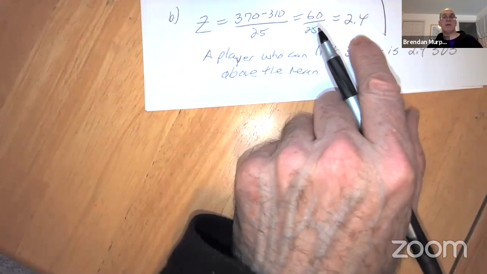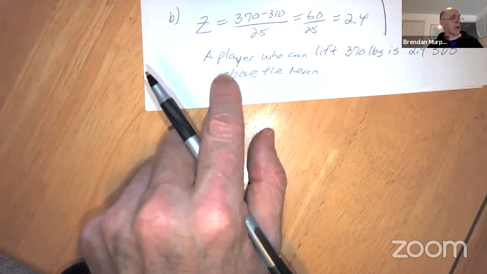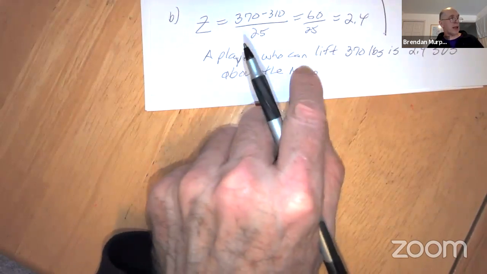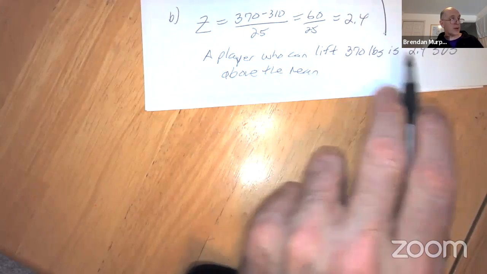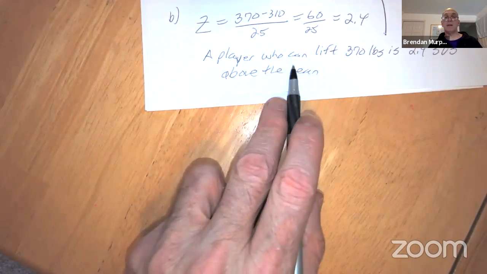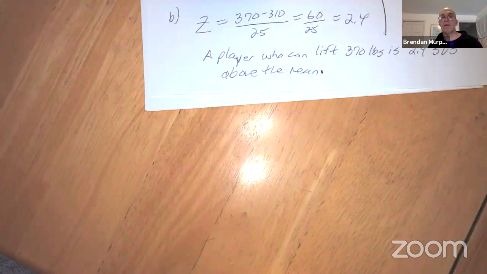So that was the first part, and they asked me to interpret it. A player who can lift 370 pounds is 2.4 standard deviations above the mean. That's really strong. Yeah, most of us cannot lift that weight.